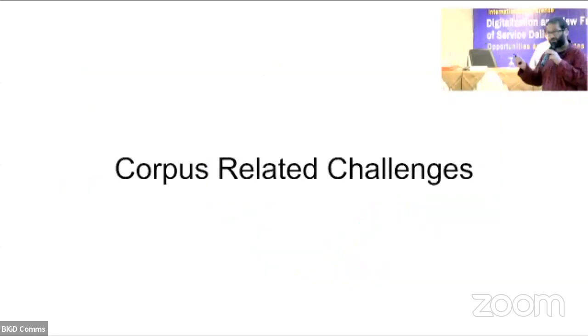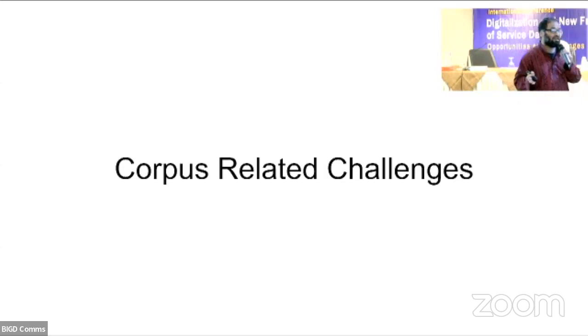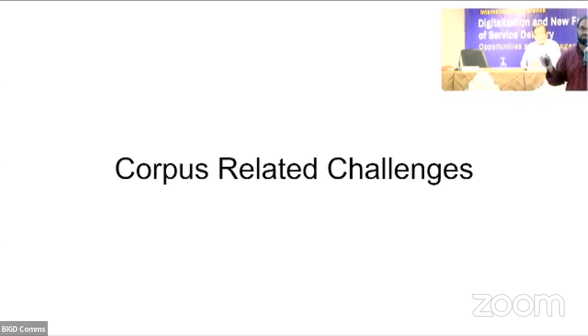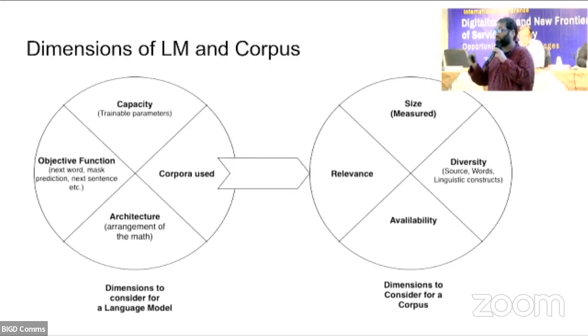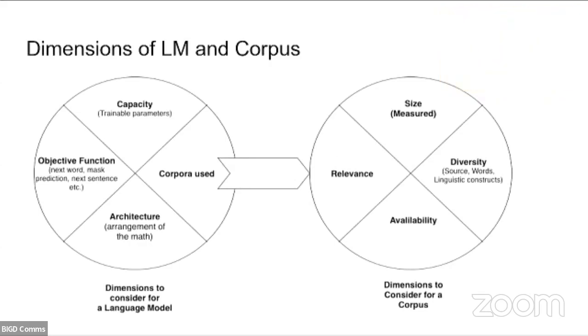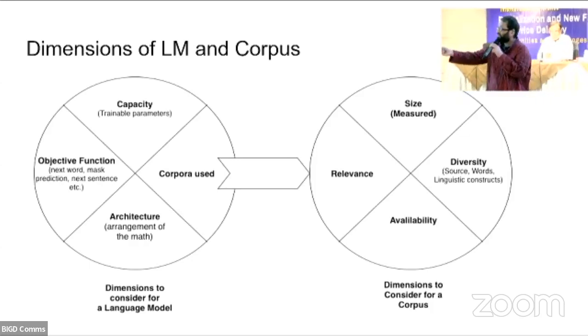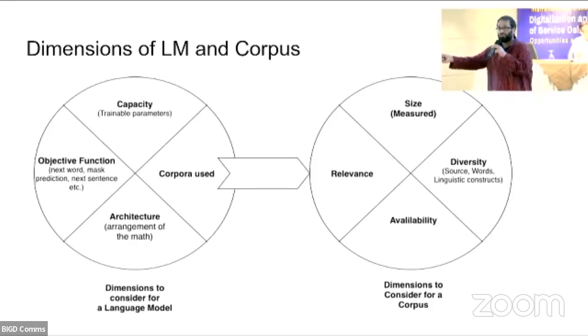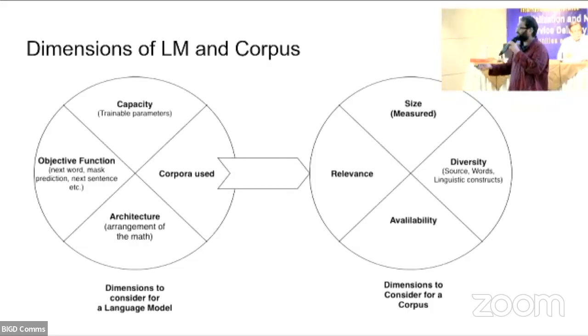So let's start off with the corpus related challenges. The term corpus really now means a collection of large amounts of text that did not require human labeling. It's just text we acquired. And most of the time, when we talk about a corpus, we'd like to talk about how big it is. So on the left here, I have the dimensions of a language model. And on the right, I have the dimensions of a corpus. But let's start off with the corpus, because then the language model is probably going to make better sense.